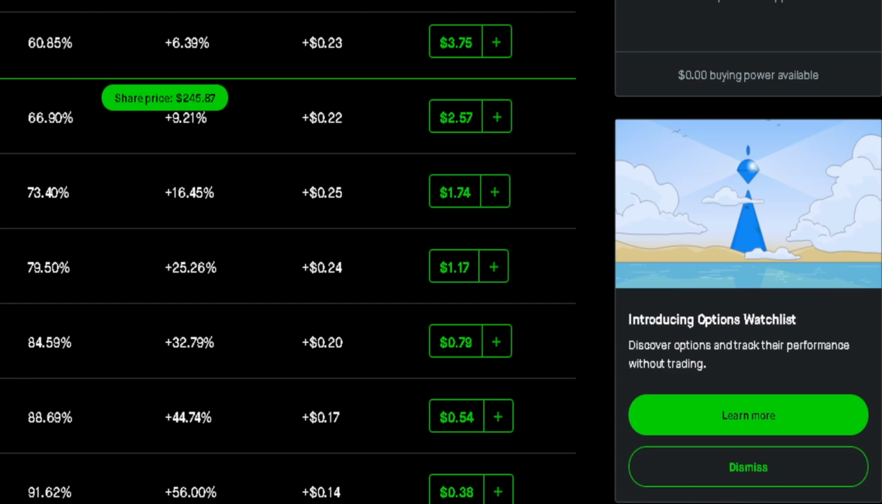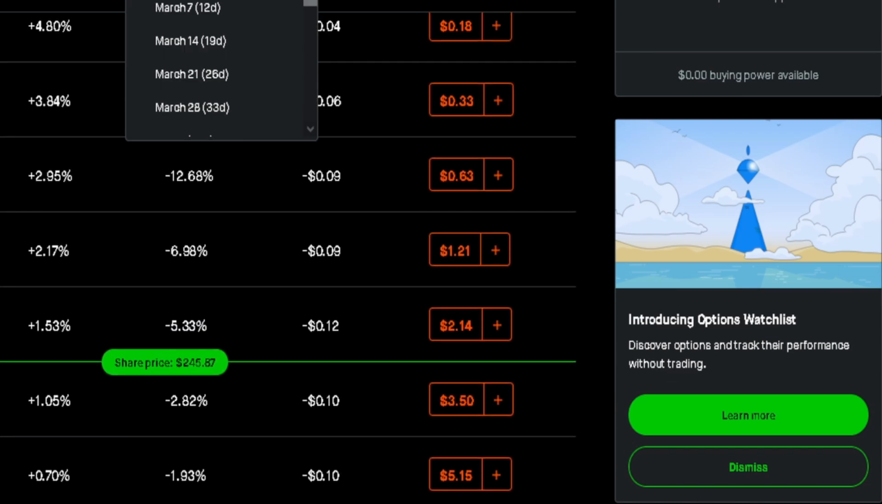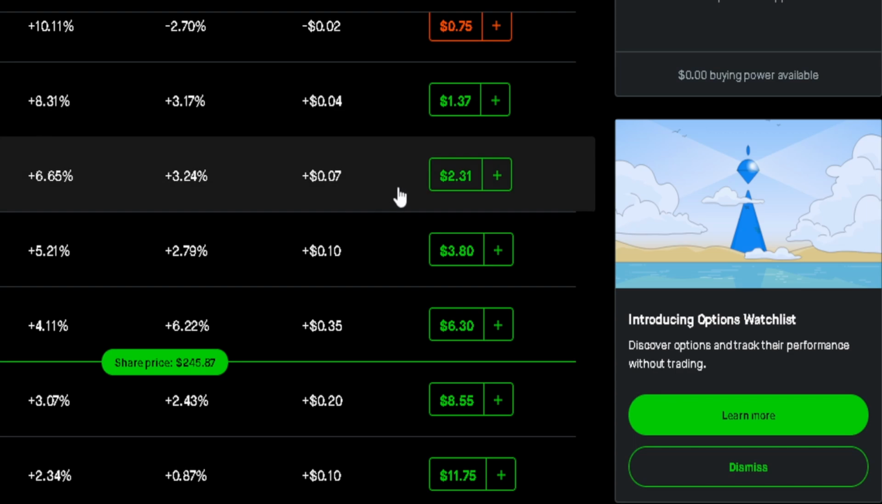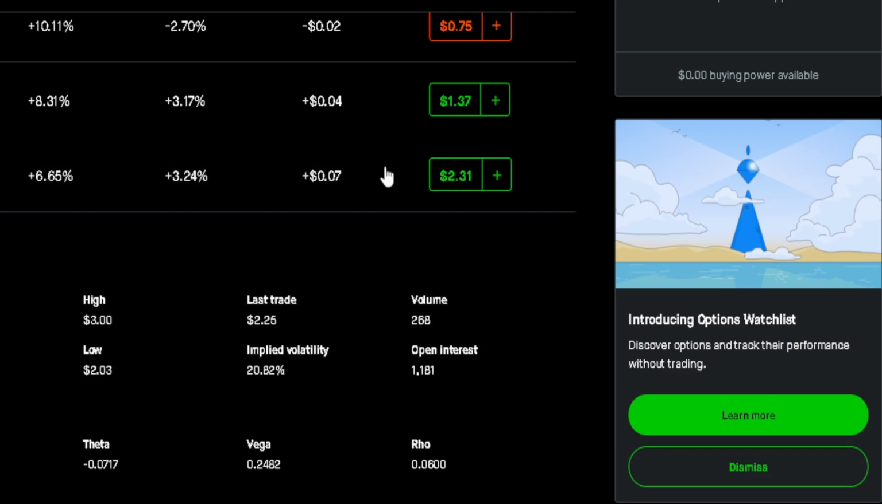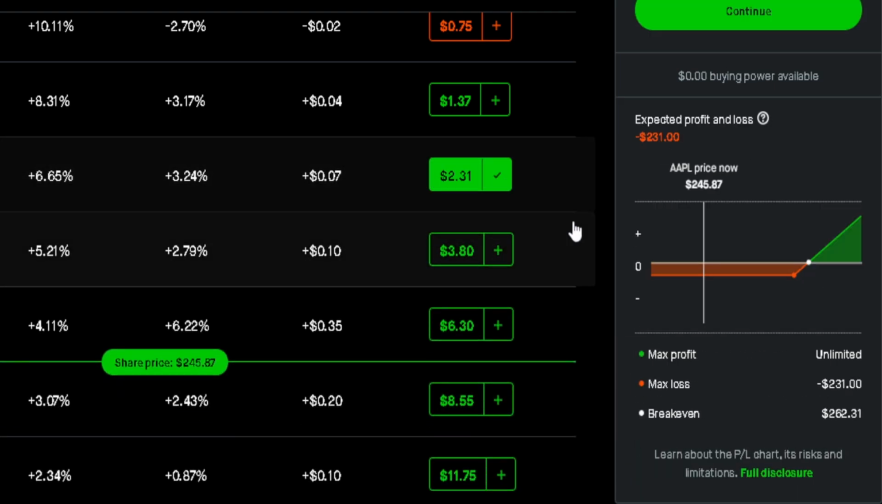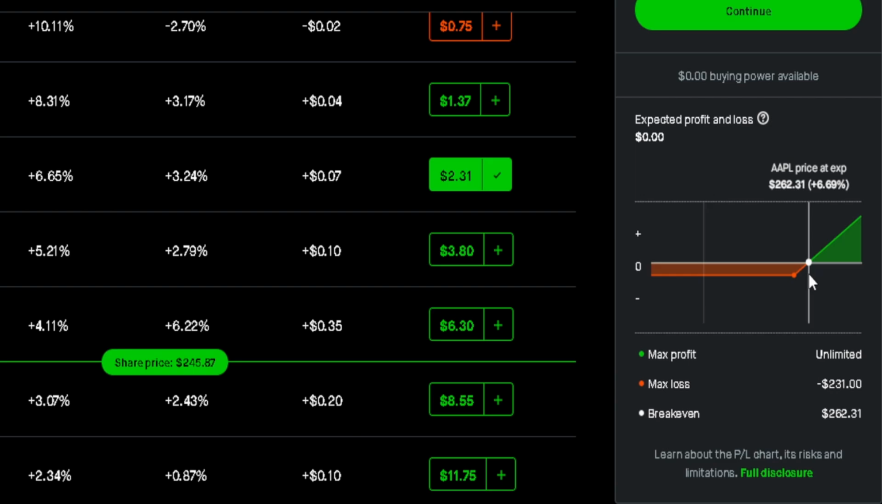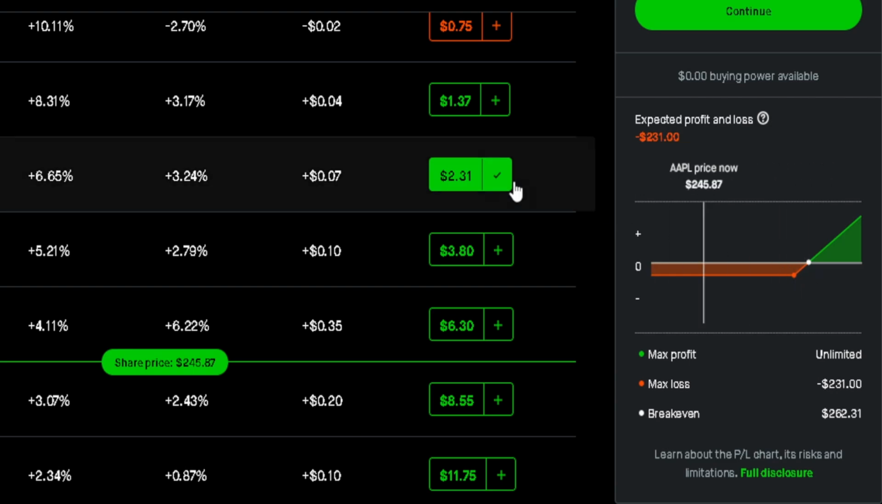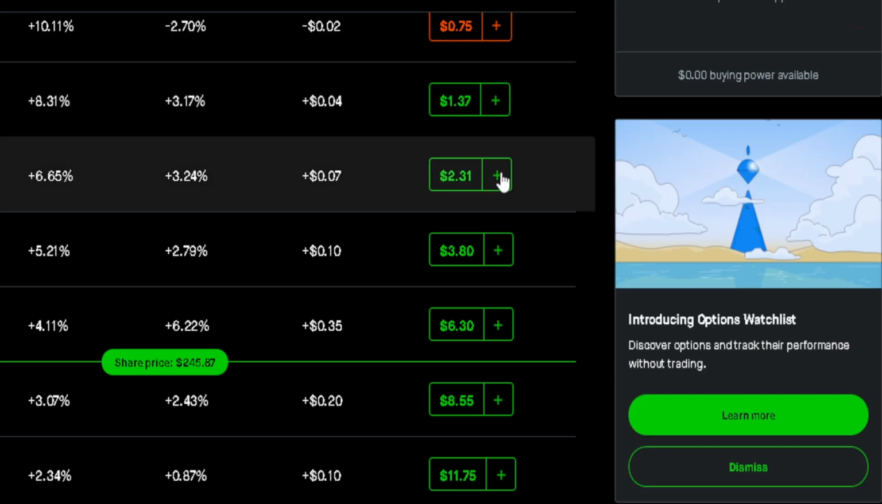But also don't forget that the options expiration isn't limited to just a week or a month. You can go really far out. So for instance, buying a call, let's say you believe that the stock price will go up, but you're not sure exactly how long, you can go 40 days out. Just keep in mind that this does increase the premium. So you could pay $231 if you believe in the next 40 days that the stock price is going to go above $262.31.